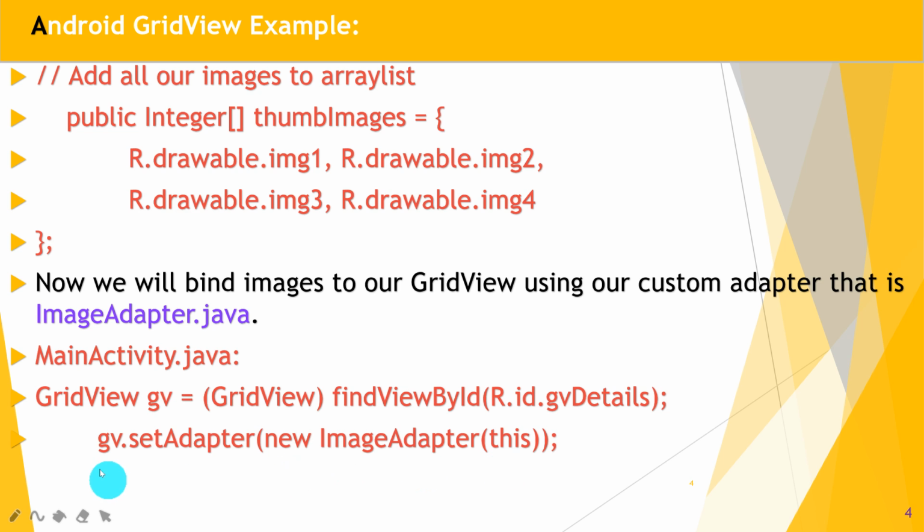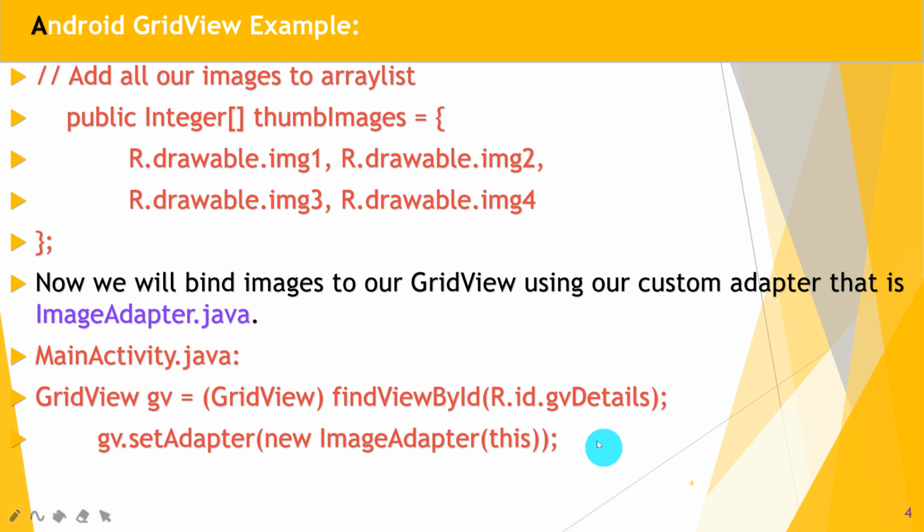So in gv.setAdapter, you have to add an adapter object which is customized. Create the object using new ImageAdapter and pass the this context of this main activity. Great guys, hope you understand this. This ImageAdapter, that is the customized adapter object, we have to pass to the setAdapter method, which is used to bind your images to the grid view.